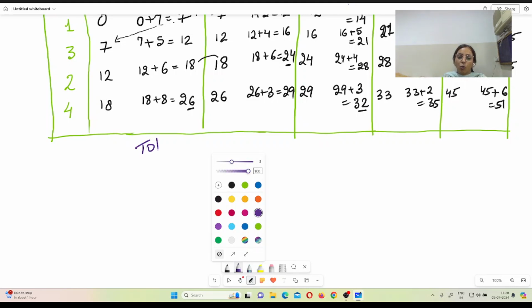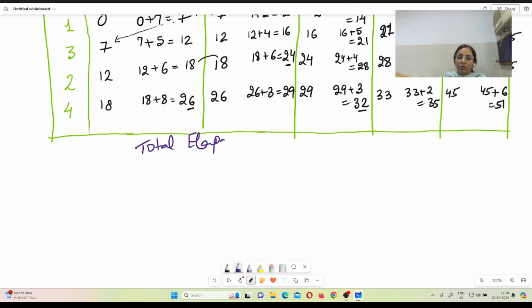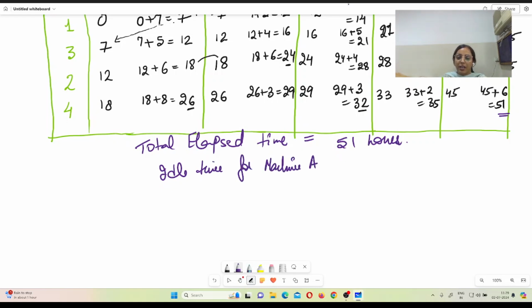That is the total elapsed time, right? Which we want to find. The total elapsed time in this question is 51 hours. Write it over here, 51 hours, right? And then we have to find out the idle time for all the machines. We have to find out idle time for machine A. Second point is idle time for machine B. Yes, we have to find out the idle time of all the machines individually and then we can add up, right?